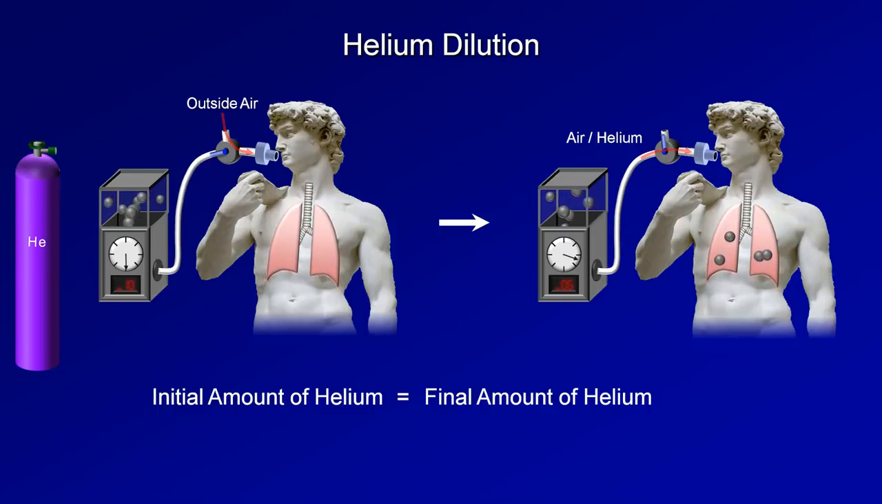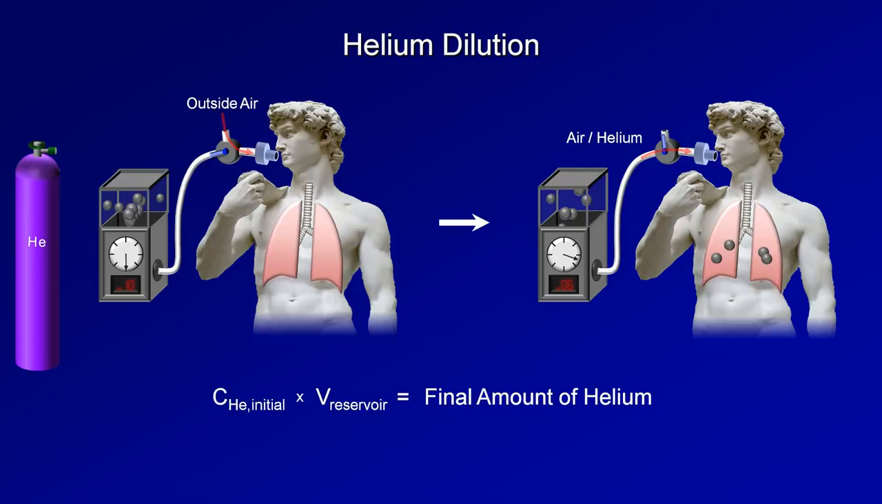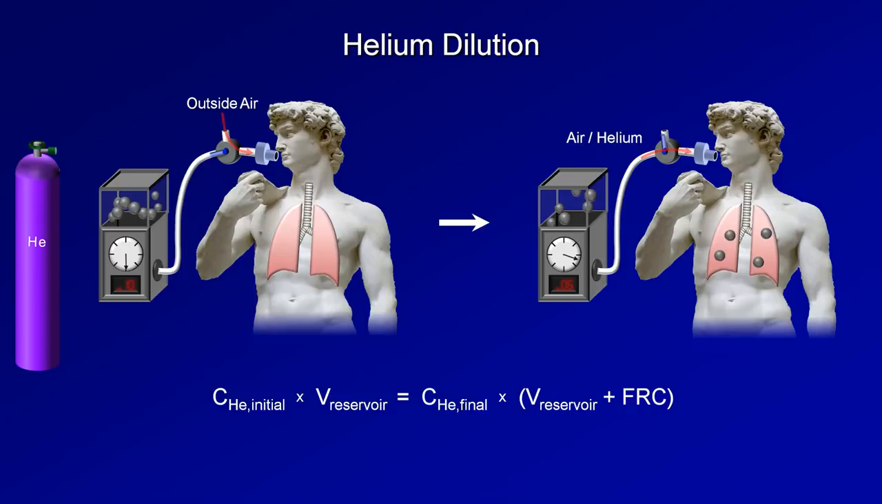The initial amount is equal to the initial concentration of helium times the volume of the reservoir, including the connecting tubing. The final amount is equal to the final concentration times the total volume over which the helium is distributed, which is the volume of the reservoir plus the functional residual capacity, assuming that the final concentration is measured with the patient at his or her FRC. And solving the equation for FRC?